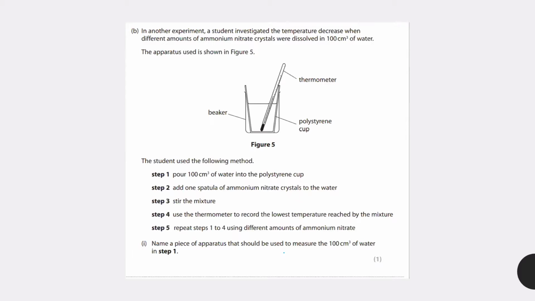Let's name a piece of apparatus that could be used to measure the 100 centimeters cubed of water in step 1. An easy one would be a measuring cylinder, wouldn't it? You could have said a syringe or a pipette, but probably the easiest would be a measuring cylinder. It's a funny word, cylinder.